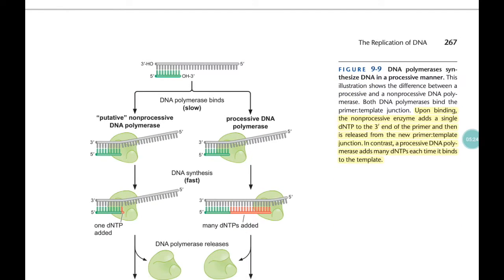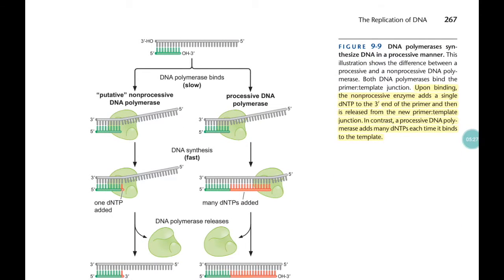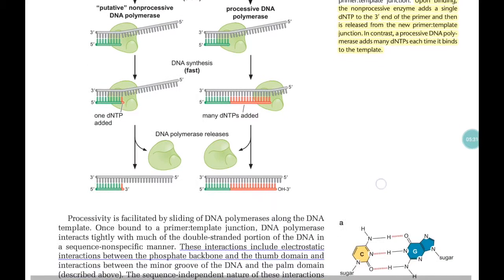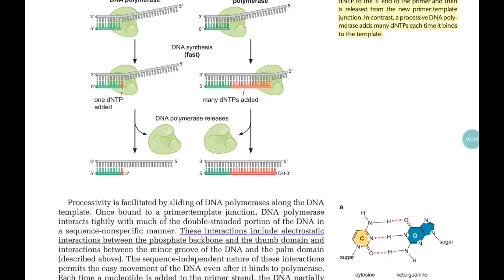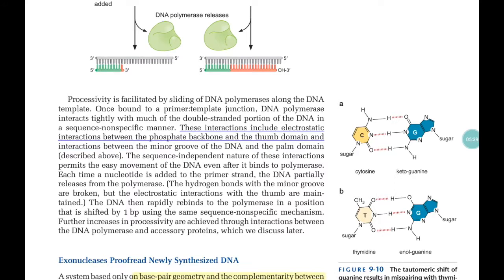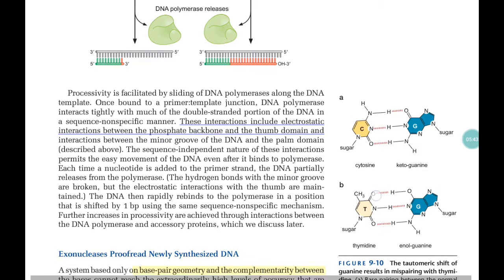A non-processive enzyme adds a single dNTP at the 3' end of the primer and then is released from the new primer-template junction. In contrast, a processive DNA polymerase adds many dNTPs each time it binds to the template. These interactions include the electrostatic interaction between the phosphate backbone and the thumb domain.